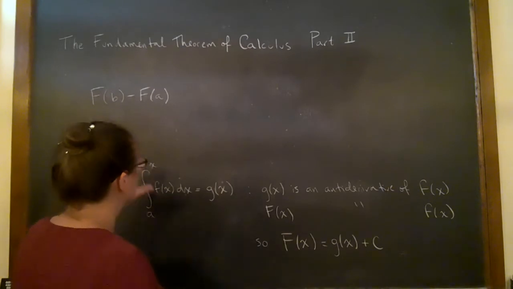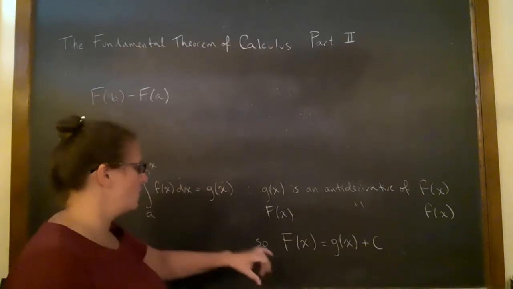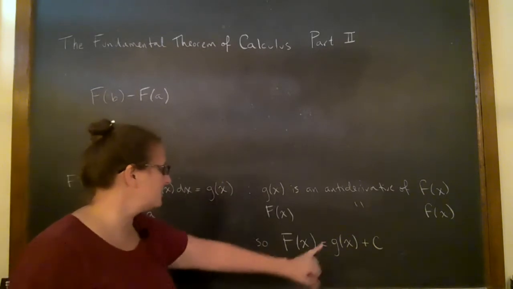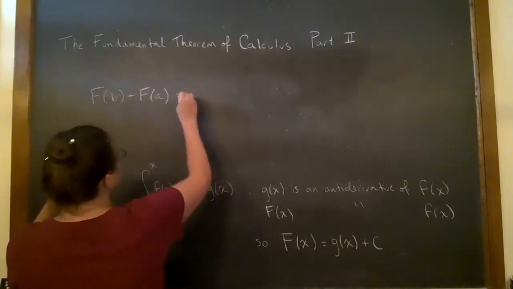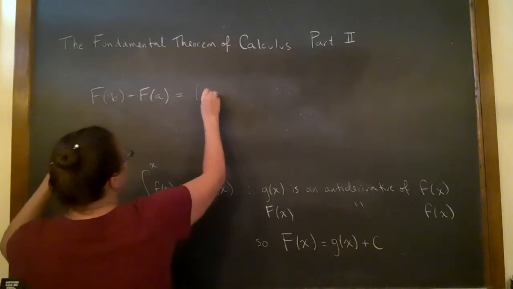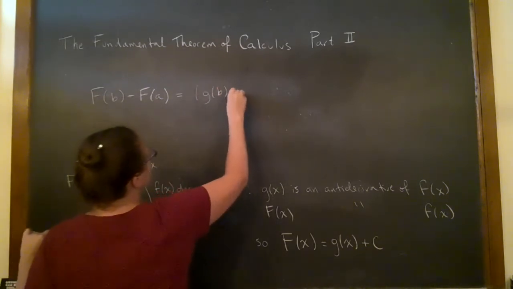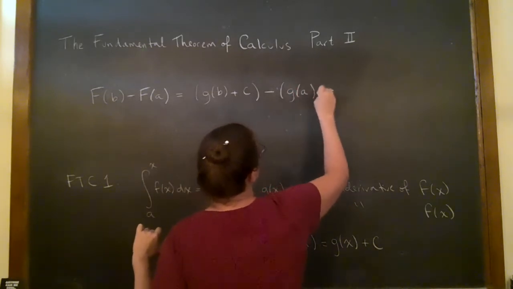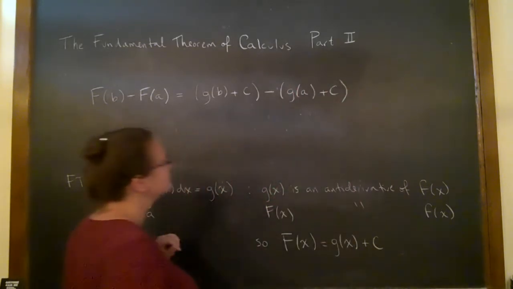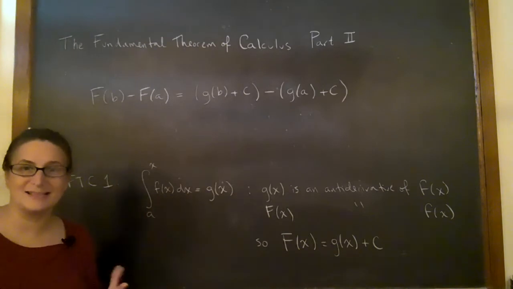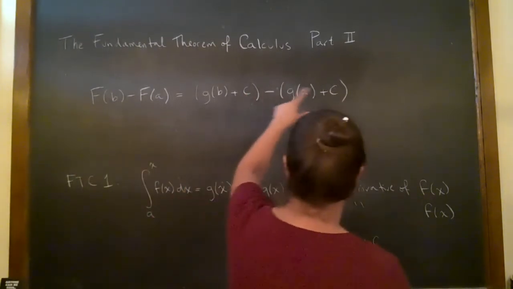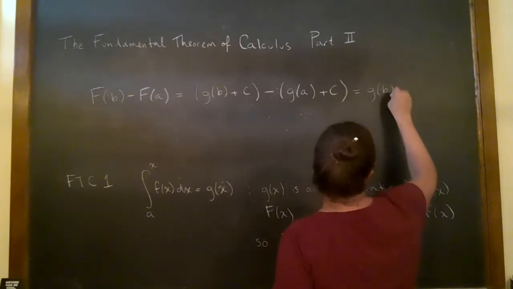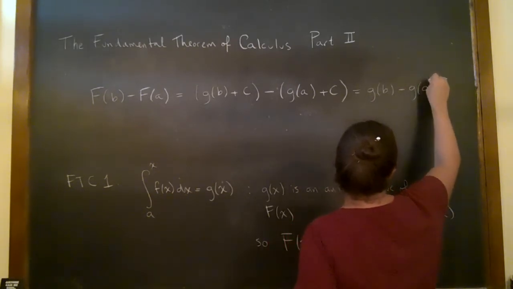Well, I don't really know what big F is, but I know what little g is. So let's just put that in there. We're just going to put little g of b plus c minus little g of a plus c. Okay? Well, the plus c's cancel out, and that's kind of the point, right? Because I got plus c and minus c. So this is just little g of b minus little g of a.